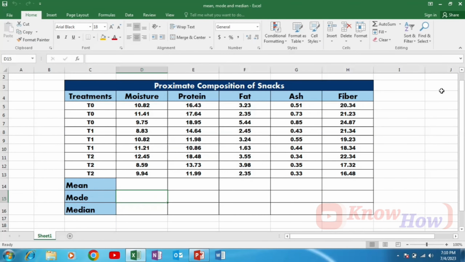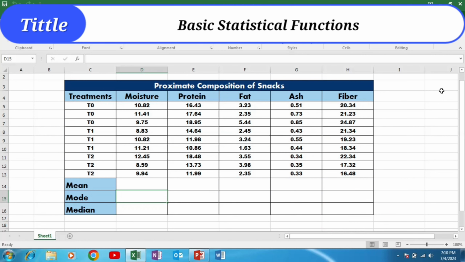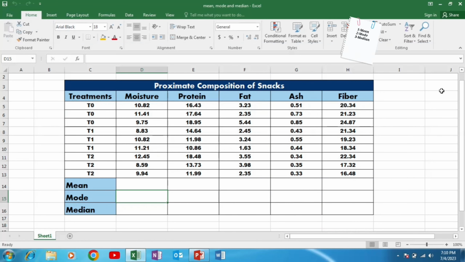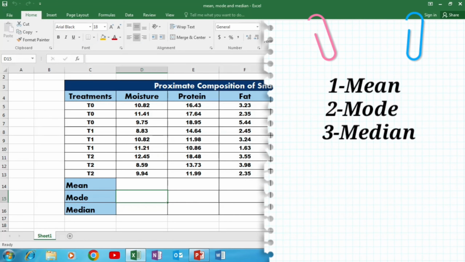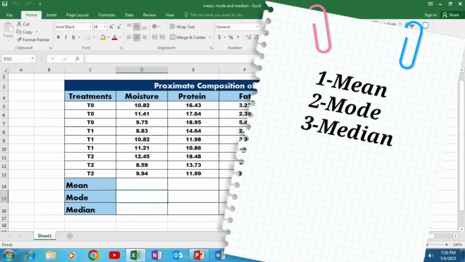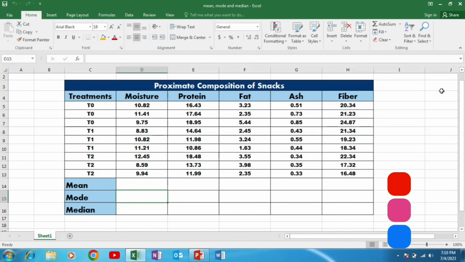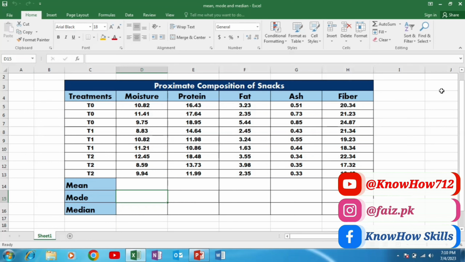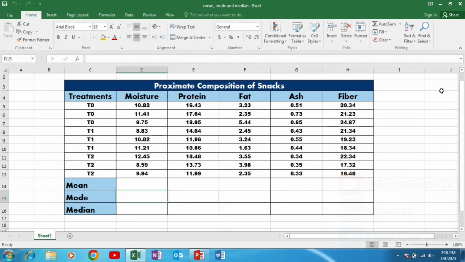In today's video, we will be exploring some fundamental statistical measures, the mean, mode and median. These terms are commonly used in statistics to summarize and analyze data. Understanding their definitions and calculation is crucial for gaining insight from numerical information.